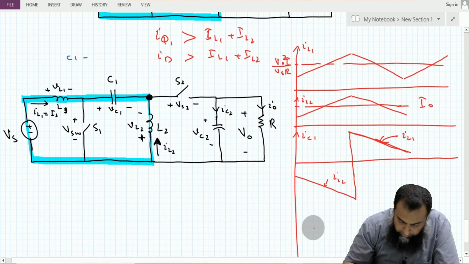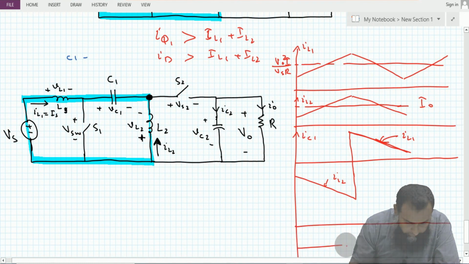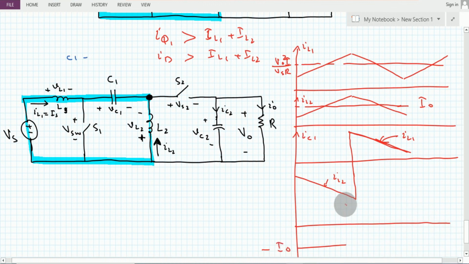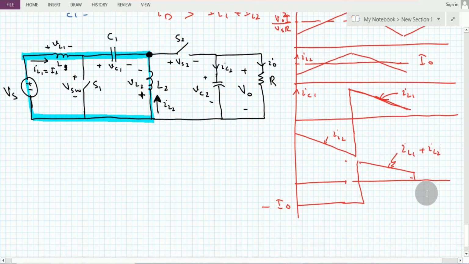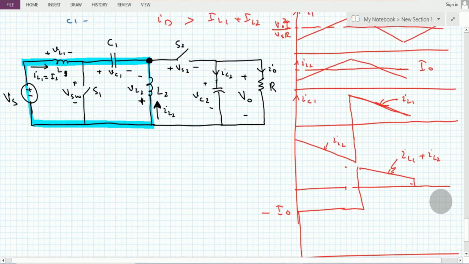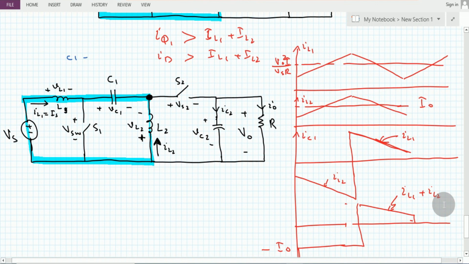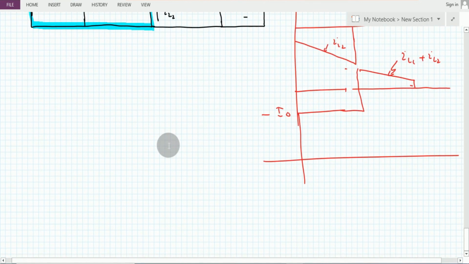As far as this IC2 is concerned, this IC2 is equal to minus I0, and after this diode is turned on, it becomes equal to the sum of IL1 and this IL2. Let me just draw it again so that we have the consistency with the zero time here. As far as the switch S1 is concerned, the S1 has to take the value of the current flowing from this IL1 as well as the current flowing from this capacitor C1, which is the current IL2, and therefore it shall have this type of a value, equal to IL1 plus this IL2.